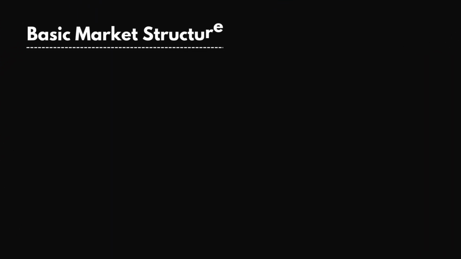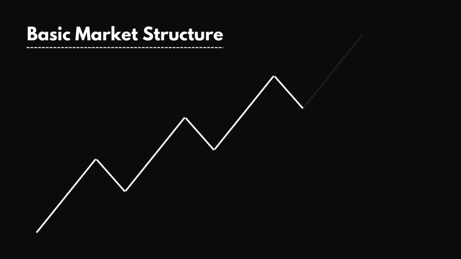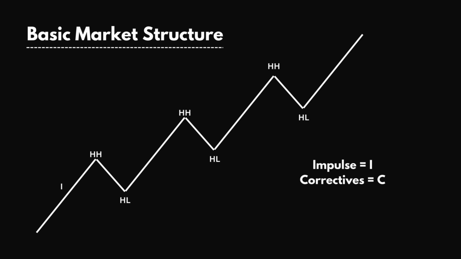Before finding the location of the reversals, first we have to understand the very basics of market structure. What do I mean by that? Market price is not random. It has a structure. I've given an example of an uptrend right here. An uptrend consists of higher highs and higher lows. Those higher highs and higher lows can be viewed as impulses and correctives.